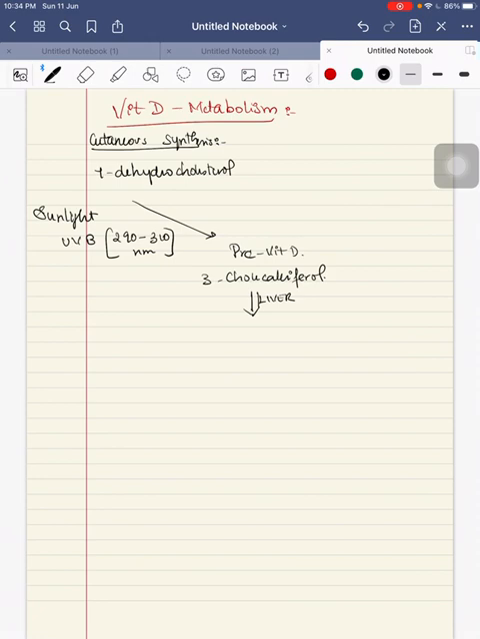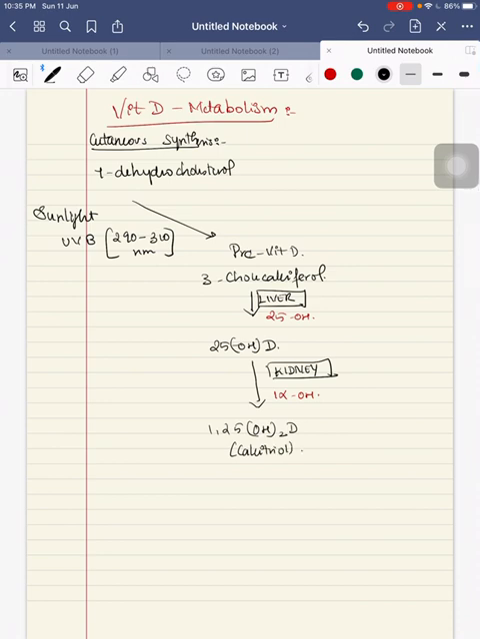This goes to the liver. There, with the help of 25-hydroxylase, it gets converted into 25-hydroxycalciferol. Next, this goes into the kidneys, where with the help of 1-alpha hydroxylase it gets converted into 1,25 dihydroxycholecalciferol. It is called calcitriol. This is the active form.